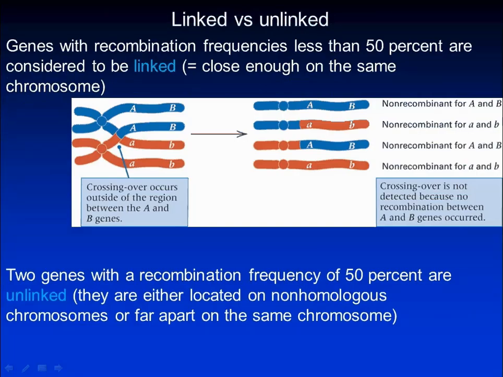Genes with recombination frequencies less than 50% are considered to be linked. For example, when these two loci are close enough, crossover between them does not happen frequently. So these two genes are linked. Two genes with a recombination frequency of 50% are unlinked.